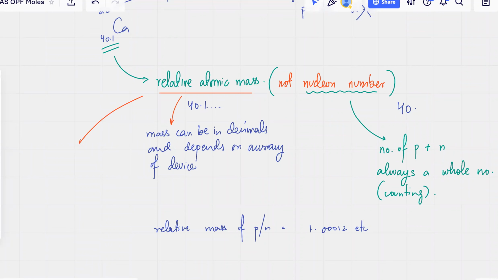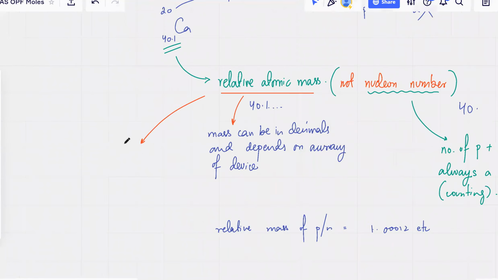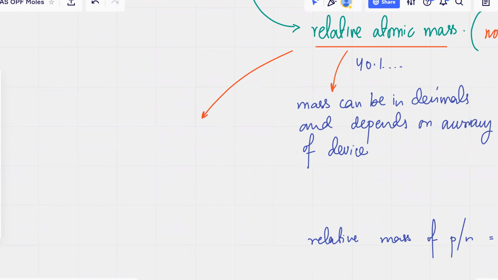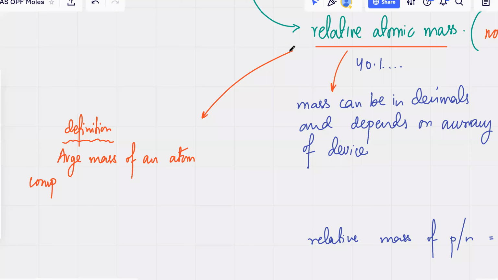The other reason is, when you talk about relative atomic mass, the definition of this is, let's write down the definition: it's the average mass of an atom compared to carbon 12.